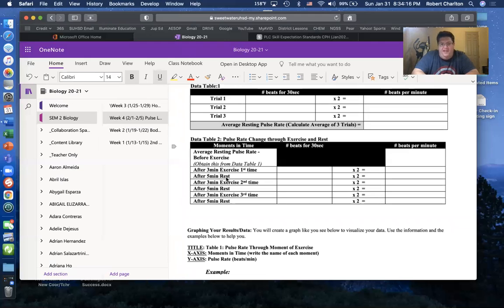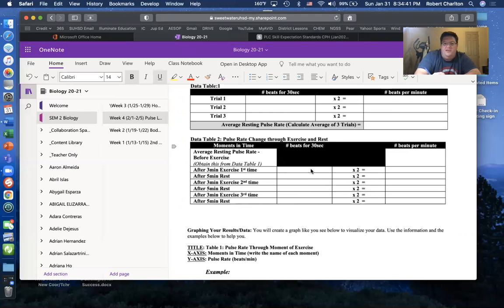After that 5 minutes, then do 30 seconds on the stopwatch again, measure how many beats, you write it down right here, okay? Then you're going to exercise for 3 minutes more, take a measurement, then you're going to rest for 5 minutes, take a measurement, then exercise for 3 minutes more, take a measurement, and then rest for 5 minutes, take a measurement, okay? So that's going to be about 30 minutes right there.